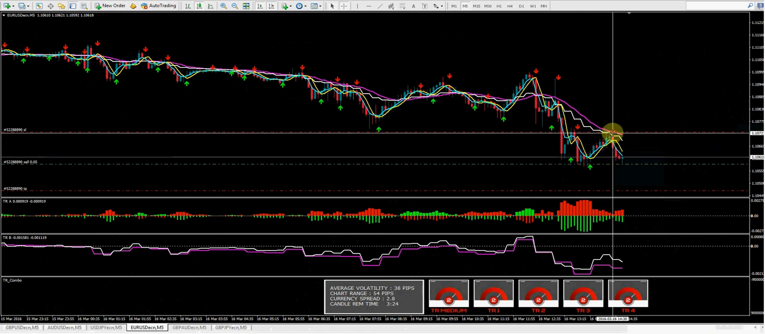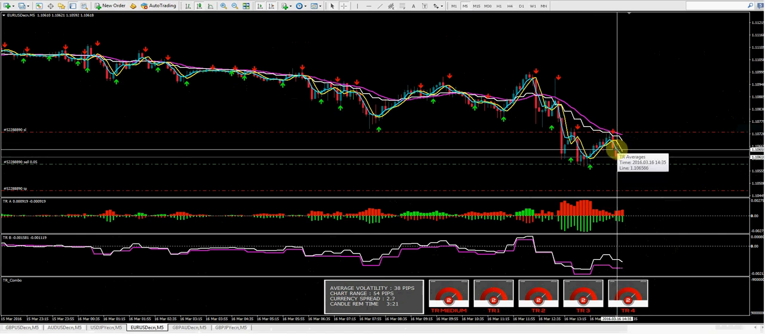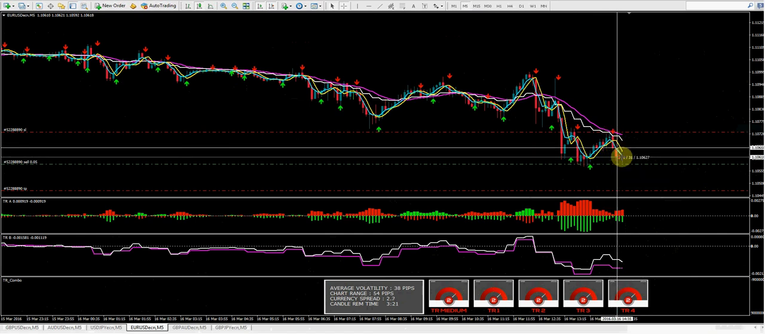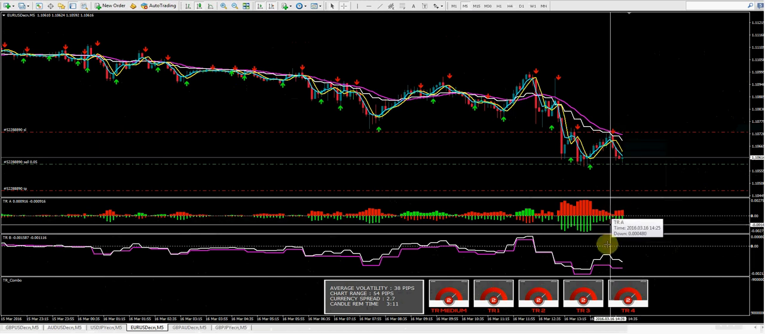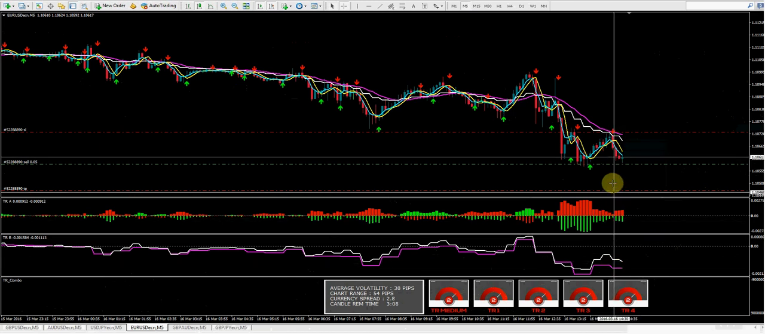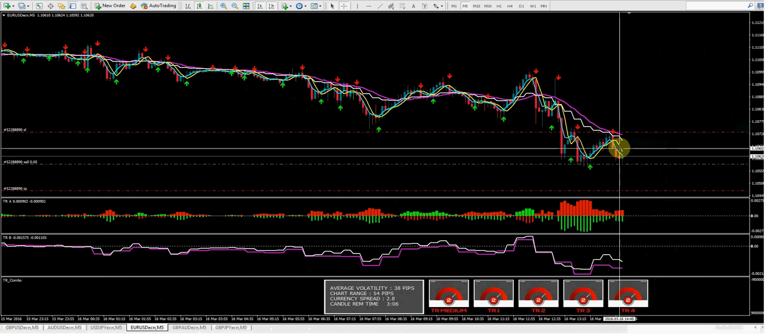Ideally, let me see here. We got the arrow here. So in this bar, we could have entered. Ideally, we would have wanted to enter on this bar right here. As you can see, the blue line crossed there. White was under purple. We were red here, below zero here, but didn't have the opportunity to do that.